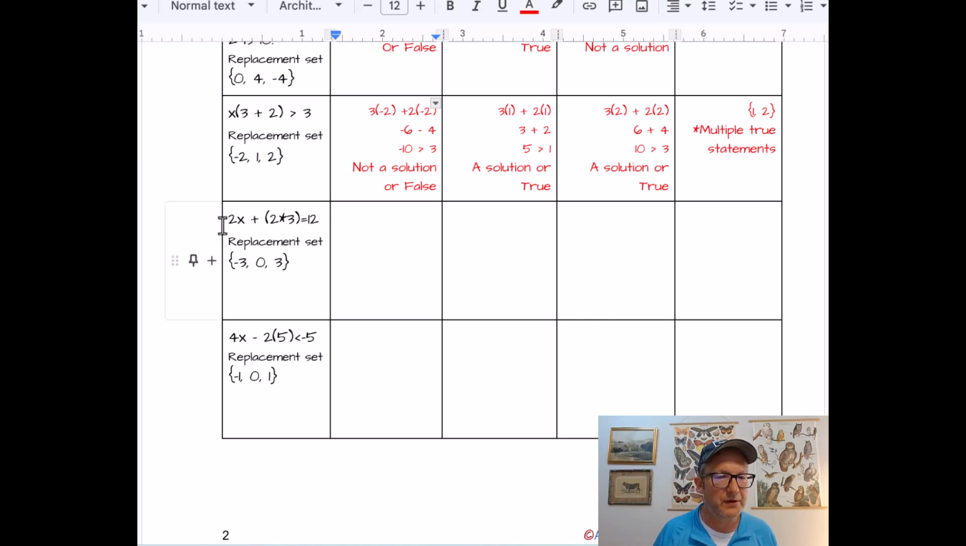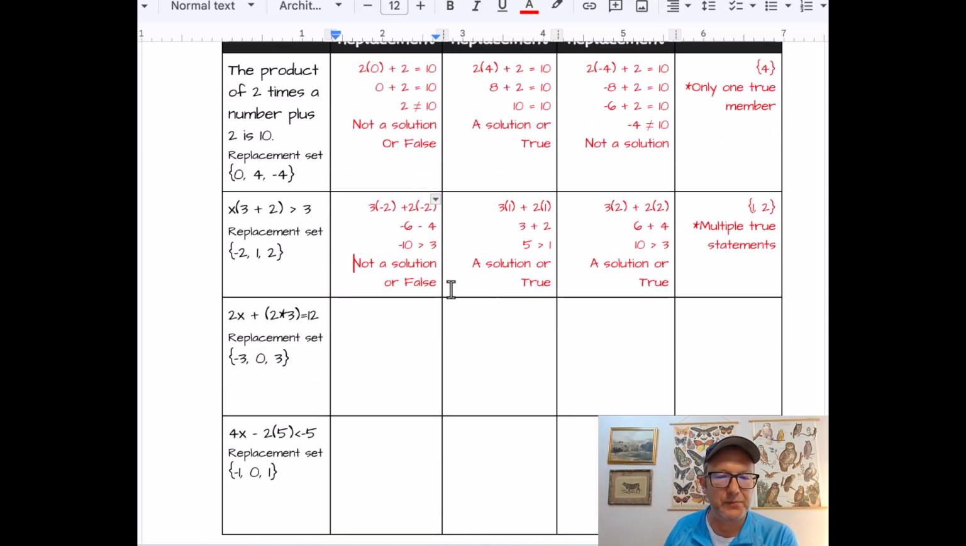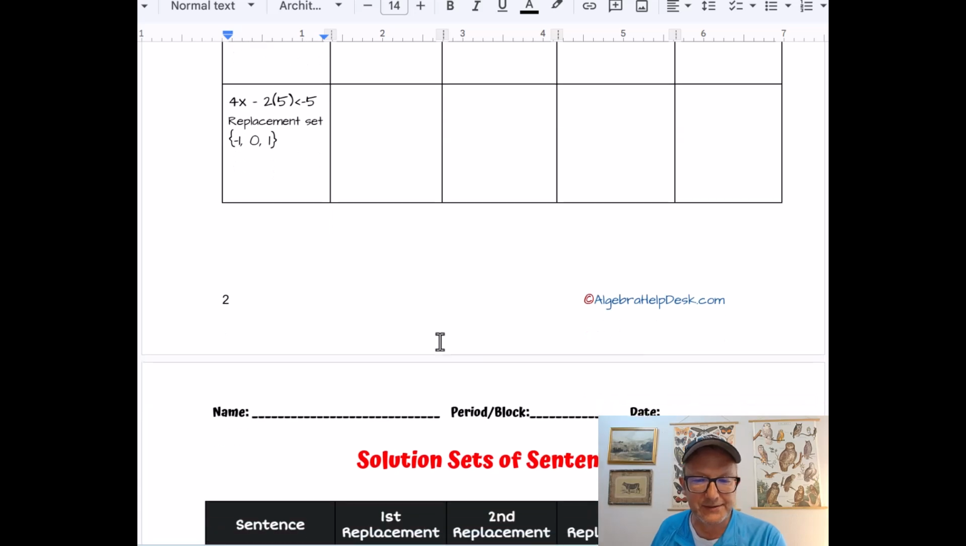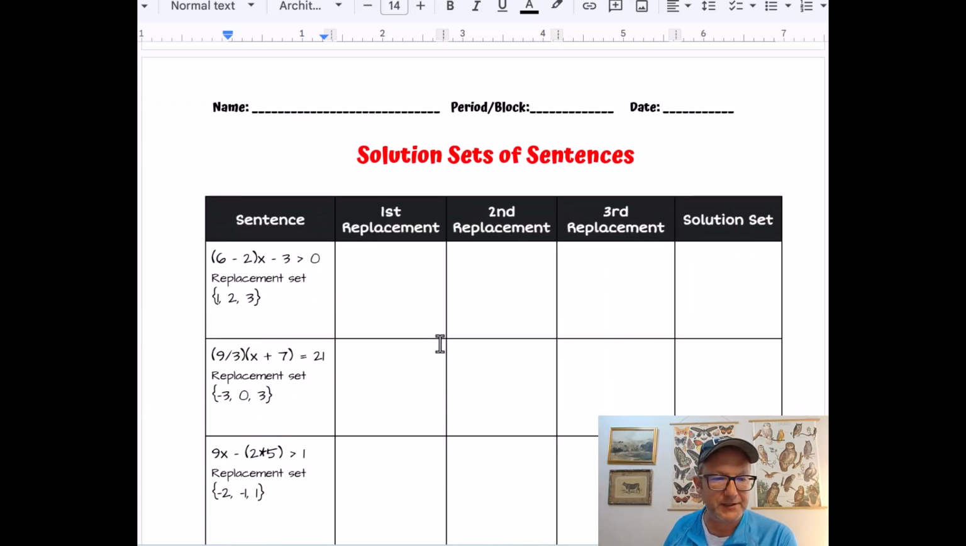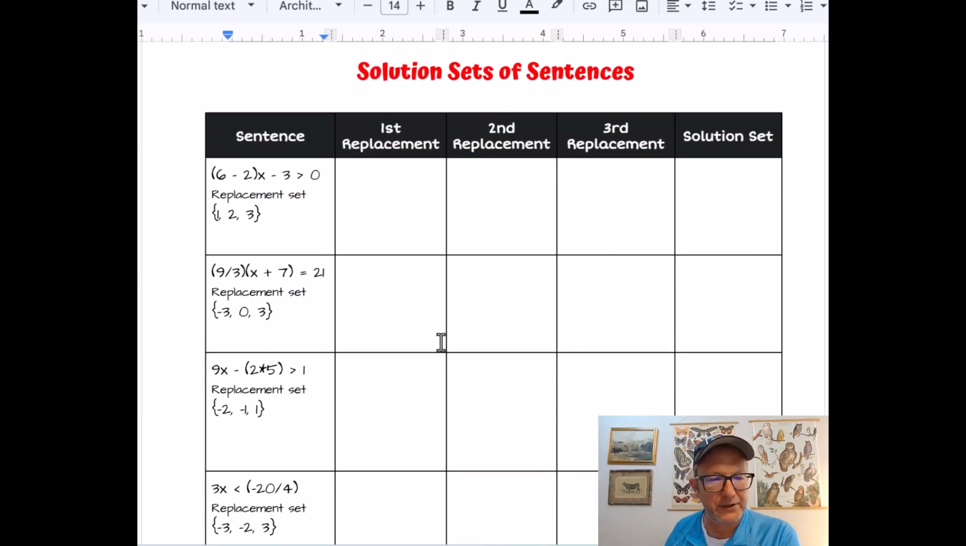Then we got some more advanced problems. 2x plus 2 times 3 is equal to 12. One of these numbers may or may not be the correct answer. So as we saw with this first example, we got false, true, true, right? So there's multiple true statements, and we can have a discussion about how there can be more than one right answer. So that's kind of a fun thing to do with the advanced kids, or even all the kids really.